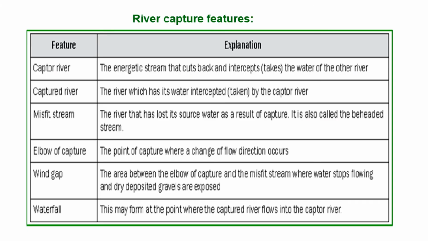All right, let's just look at all of these features once more. The captor river is the energetic stream that has got the headward erosion. That's eroding backwards and actually intercepts another river. The captured river is the river that's having its water stolen. Misfit stream is the little stream that's left afterwards that doesn't fit with the channel that it's flowing in. Elbow of capture is the point where the interception actually happened. Wind gap is that scar on the Earth's surface where the river channel is still there, but obviously has no water flowing in it anymore.